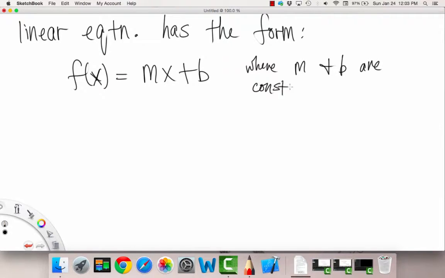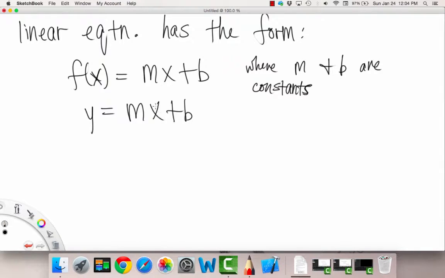And constants just mean real numbers, normal numbers, non-variables. They're not changing because they're constant. Another commonly seen way of writing this is y equals mx plus b.